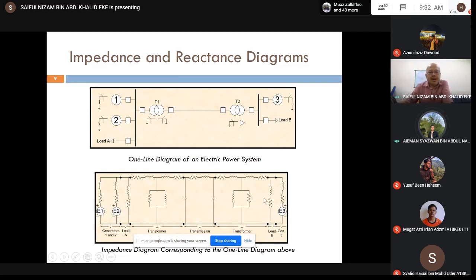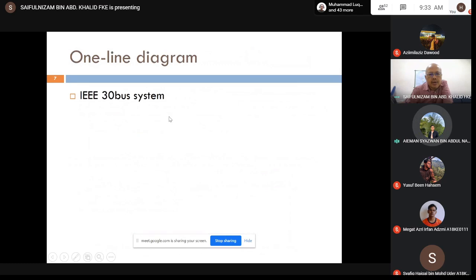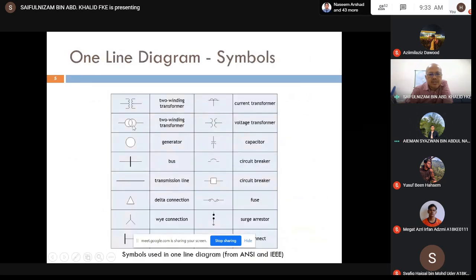Doctor, I have a question. Why does the two winding transformer have two symbols? You can see here the two different symbols, right? This one is the American standard, the coil. And this one is the British standard. So both are acceptable.